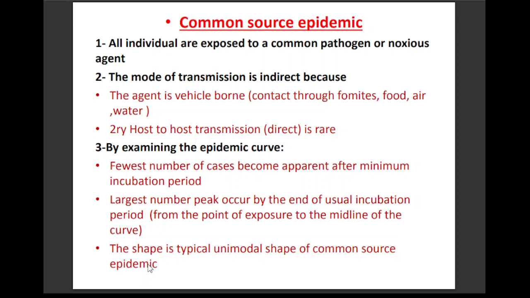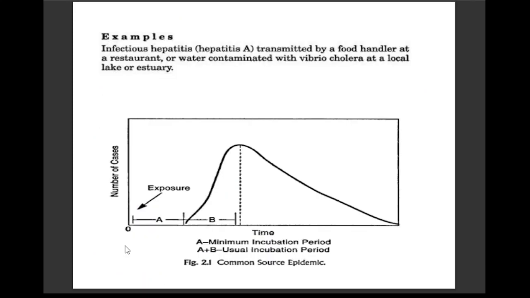So in a common source epidemic, the secondary host is the most important factor in spreading that type of infection. By examining the epidemic curve, we can see that. So here is the curve. Here we can immediately see that A is the minimum incubation period. A is the first infectious agent, the first host who has caught that infection.